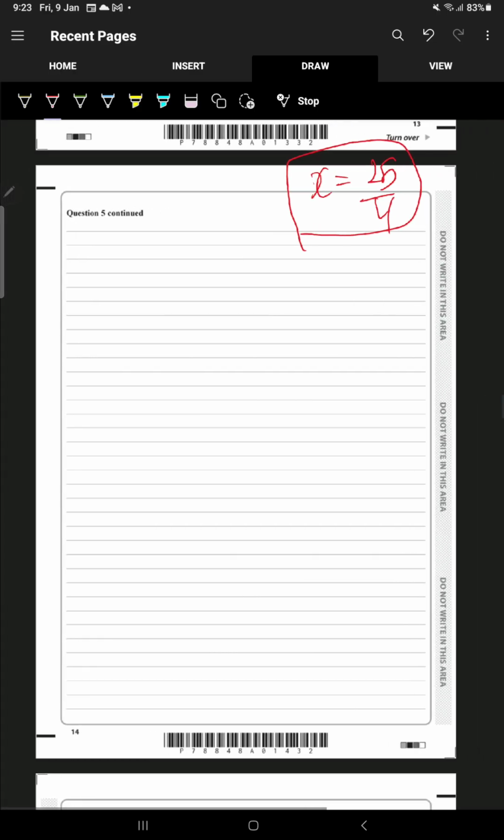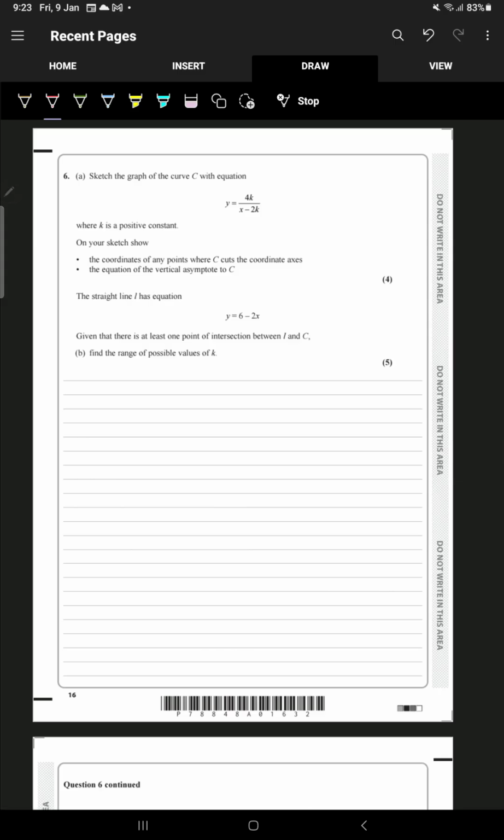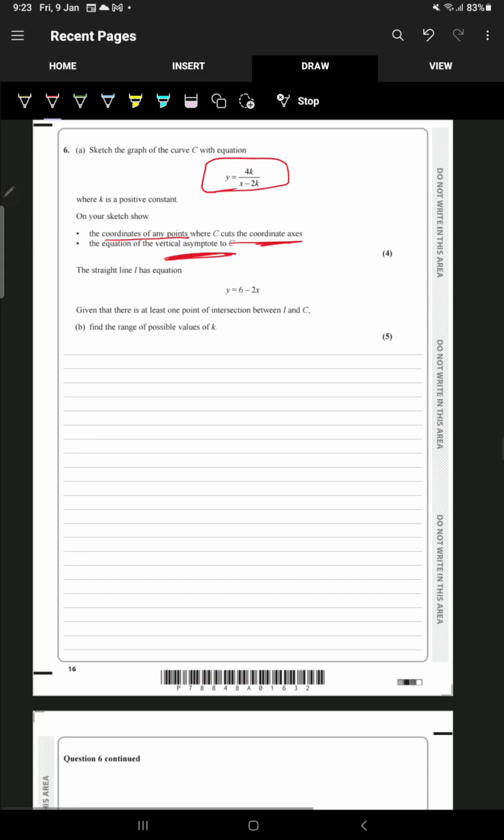Okay, let's move on to this question. We have to sketch a graph for this equation. You have to show the coordinates where it cuts the coordinate axes, and the equation of the vertical asymptote.